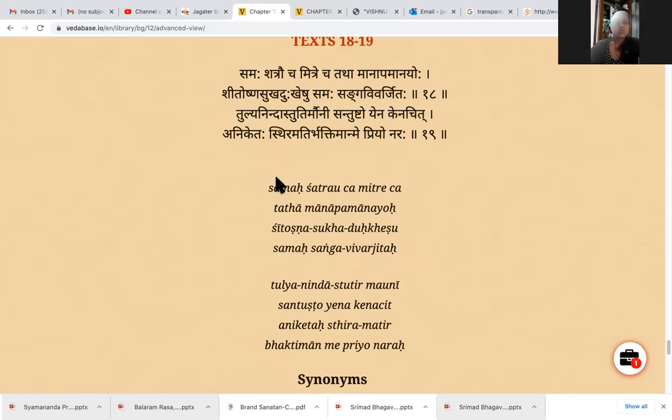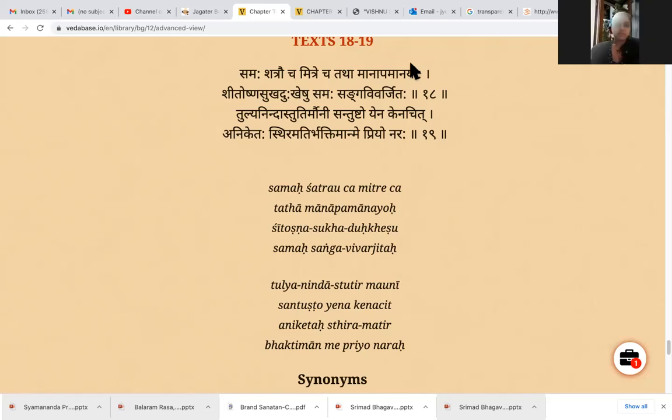Samah shatrau cha mitre cha. Tatha manapamanayoh. Shitoshna sukha-dukkeshu. Samah sangha-vivarjitah.